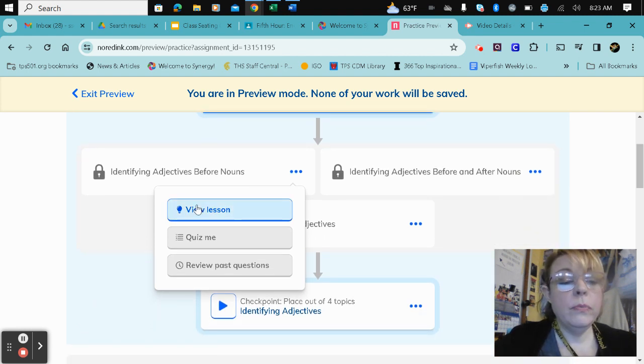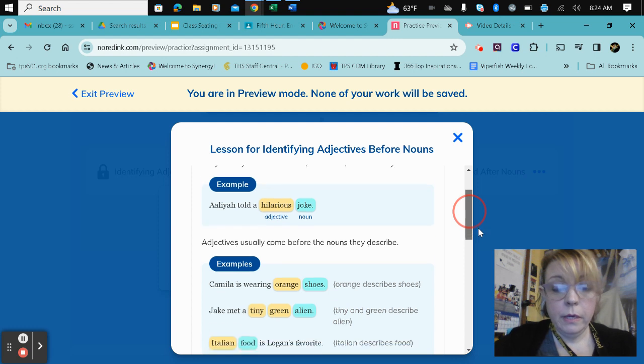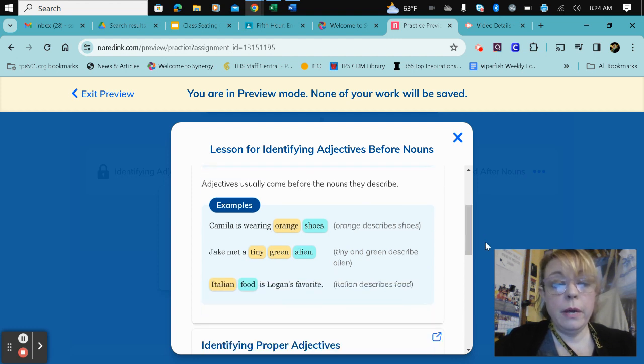Identifying adjectives before nouns. So, such as: Elia, I think, told a hilarious joke. So hilarious is the adjective that modifies joke, which is the noun. They usually come before the nouns that they describe. Sometimes they don't, but most of the time they do. These are, they come before.